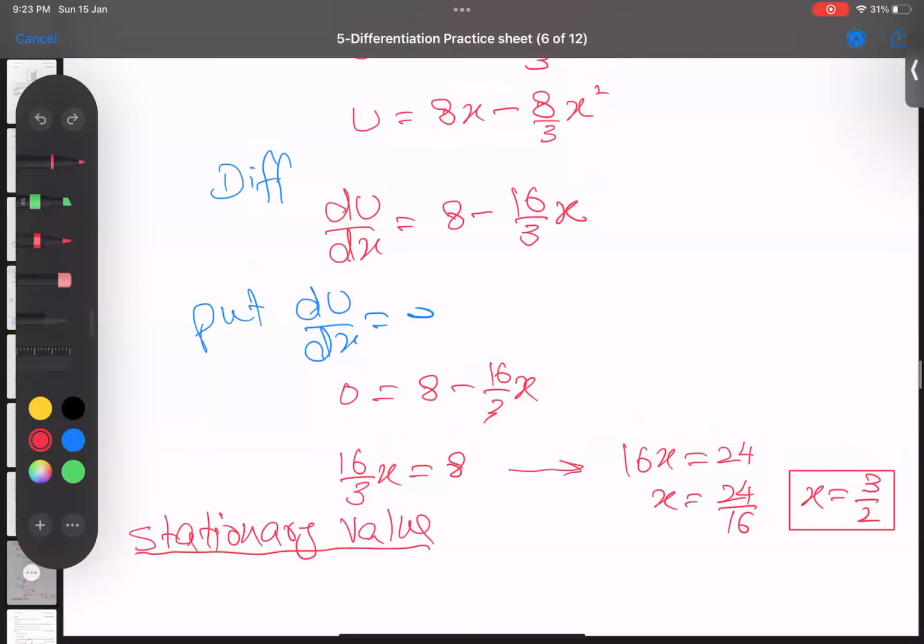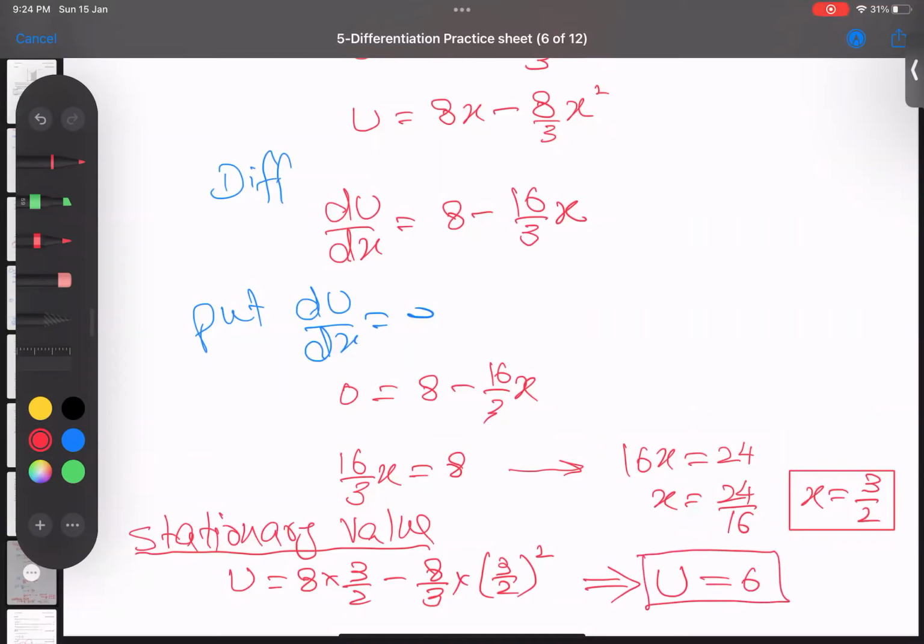So have a look. u is equal to 8 times 3 by 2 minus 8 by 3 into (3 by 2) to the power 2. If you simplify, I'm going to type it into the calculator. First I get 12 minus 8 divided by 3 into 9 divided by 4, and I'm getting 6. That's it. Whether this is a maximum or minimum, he did not ask us. This is called the stationary value.